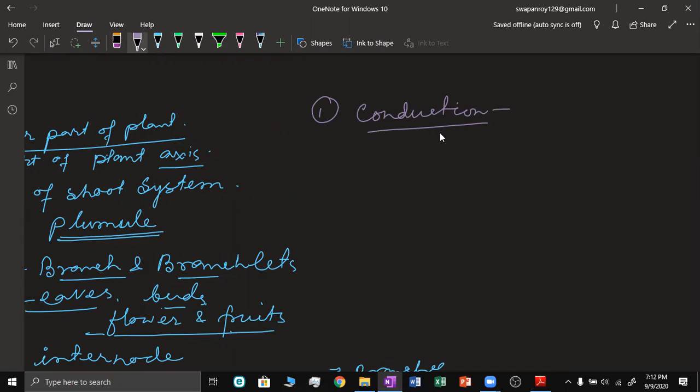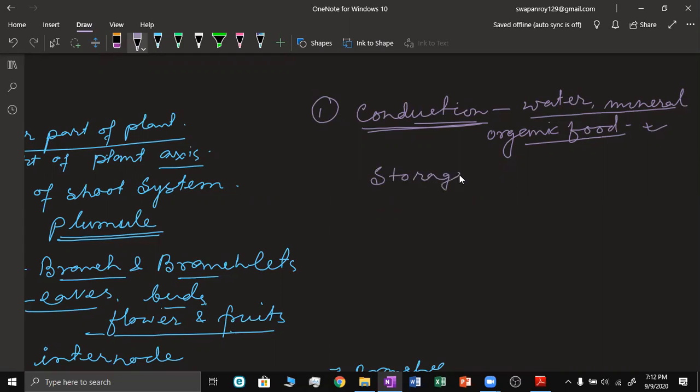One more function is conduction: conduction of water and minerals absorbed from the soil, and also the organic food synthesized in the leaf. This conduction is the major function of the stem. Besides this, they also store. Storage of food material, water, etc. is another function.